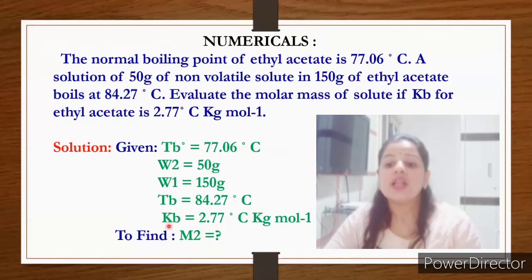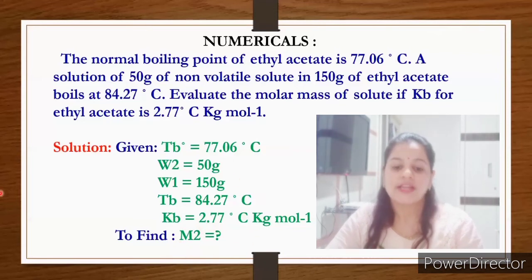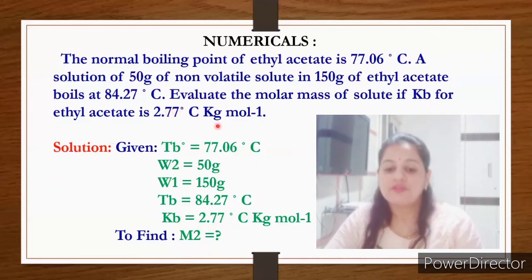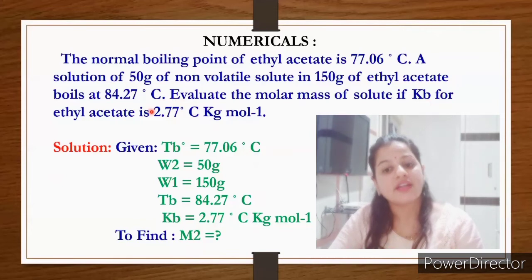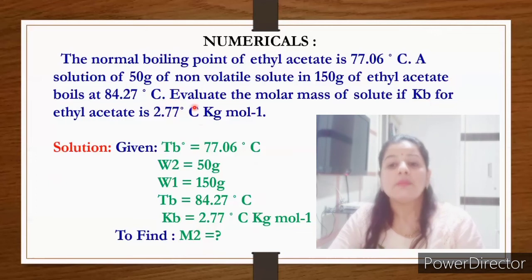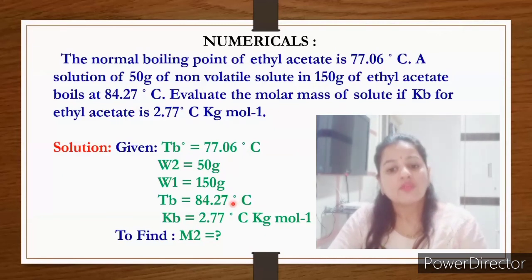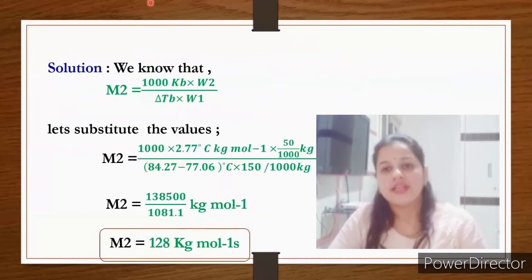Then he is saying evaluate the molar mass. This means we have to find the molar mass of the solute, which is given as M2. So M2 is to be found if Kb for ethyl acetate is 2.77 degrees Celsius kg per mole. The value of Kb is the ebullioscopic constant, or molar elevation constant, or I should say the boiling point elevation constant. Anything we can say. So the value of this Kb is given as 2.77 degrees Celsius kg per mole.